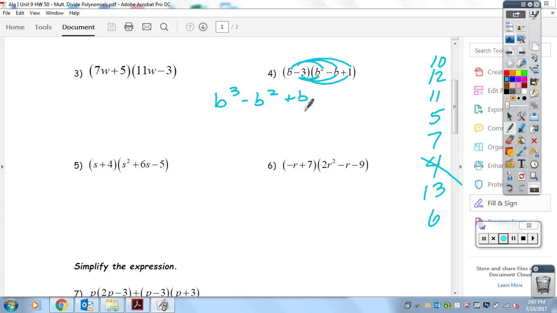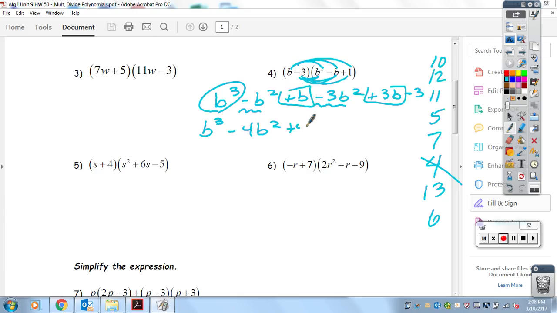Negative 3 times b squared is a negative 3b squared. Negative 3 times a negative b, and negative times negative is a positive 3b, and negative 3 times 1 is a negative 3. So now I combine my like terms. There's nothing else to match up with b cubed, so it's b cubed. I have a negative b squared and a negative 3b squared, that's a negative 4b squared. I have a b and a 3b is a 4b, and a negative 3 is my constant at the end. So this is a 4-term polynomial of degree 3 with leading coefficient of 1.